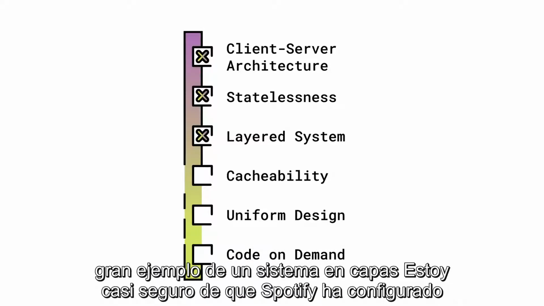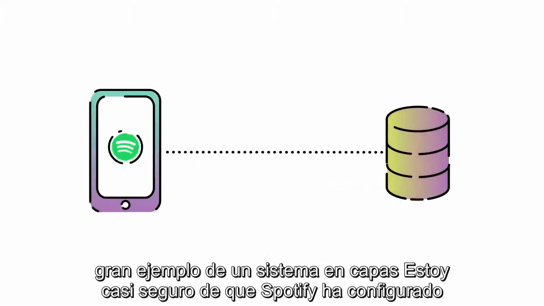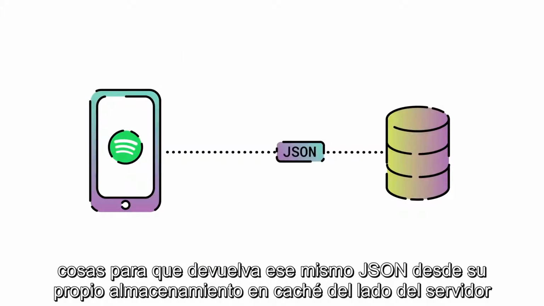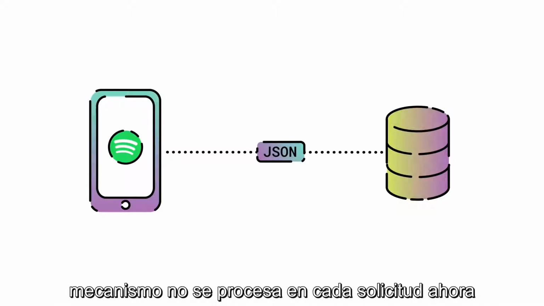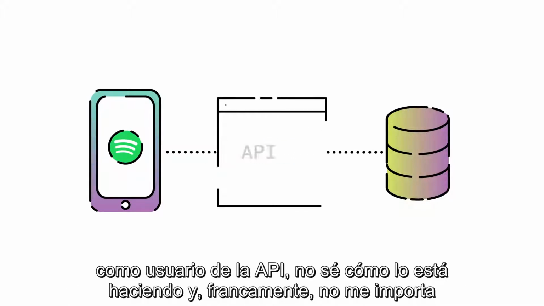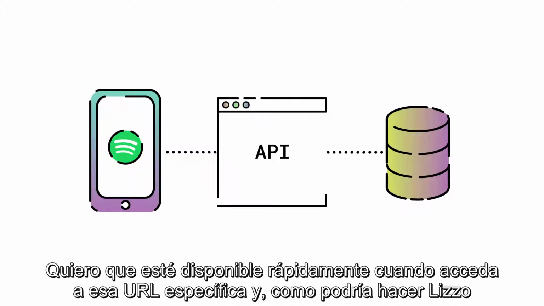But this is a great example of a layered system. I'm almost positive that Spotify has set up things so that it returns that same JSON from its own server-side caching mechanism. It's not rendered on every request. Now, as a user of the API, I don't know how it's doing that, and frankly, I don't care. I want it to be available and fast when I hit that specific URL.